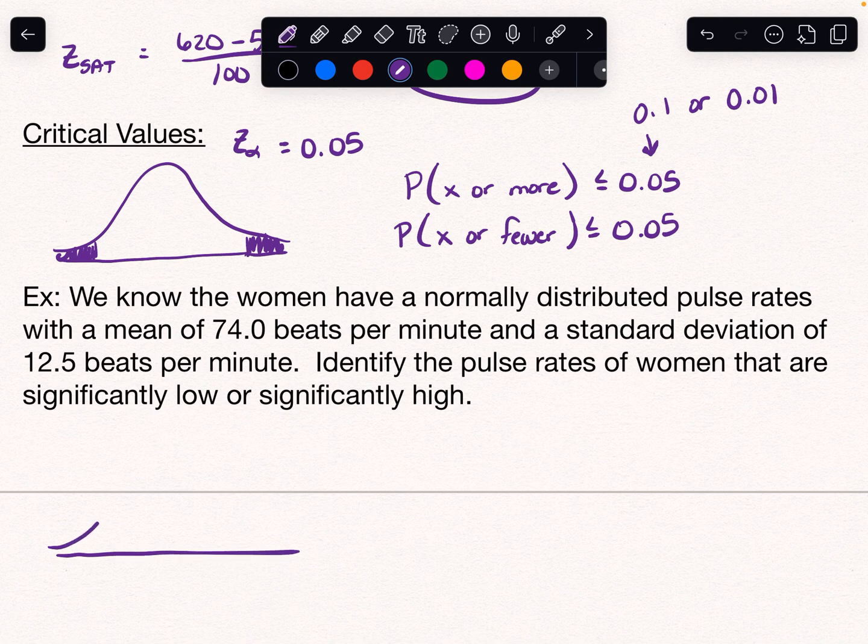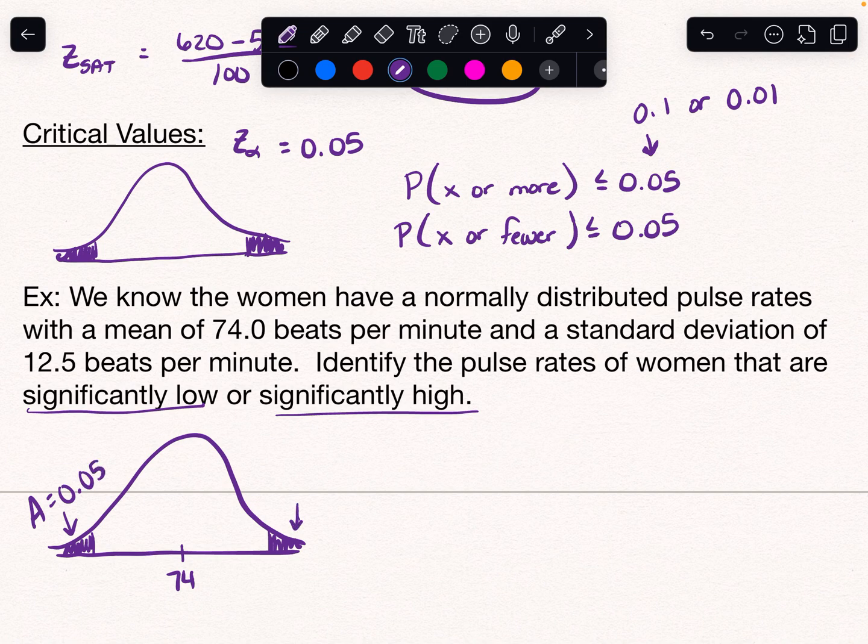So here's my normal distribution curve. I know my mean is 74, and I want significantly low and significantly high. So I want the bottom 5%, and I want the top 5%. So this area is 0.05. This area is also 0.05. And I want to figure out these data values that make those areas true. So if I start with the bottom one, I want to calculate this guy. So the area to the left is 0.05. So that's what I'm using in my inverse norm.